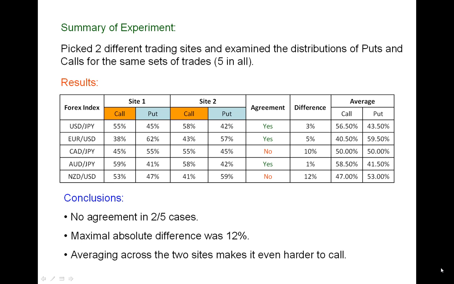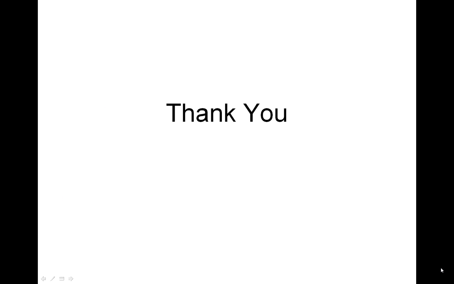And what we notice with the last set of columns that we added in the table, averaging across the 2 sites makes it even harder to call, because the differences are no longer skewed either which way, either in the put or in the call direction. So that's what this video essentially wanted to talk about. It detailed some conclusions. Again, I wish to point out they're not statistically significant conclusions, but they are conclusions based on our data nonetheless, based on the experiment we had performed in the previous video.